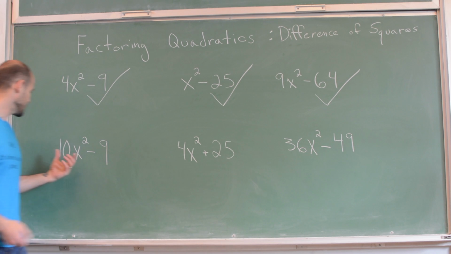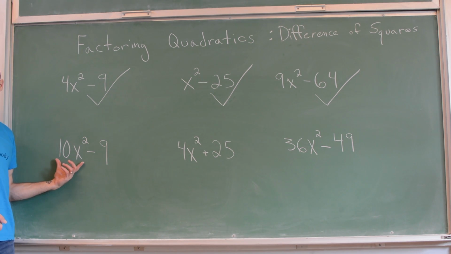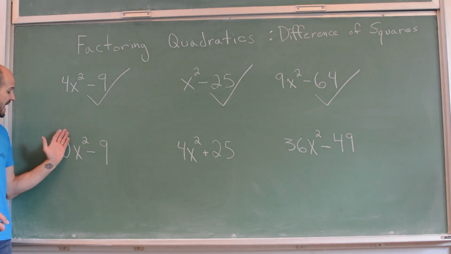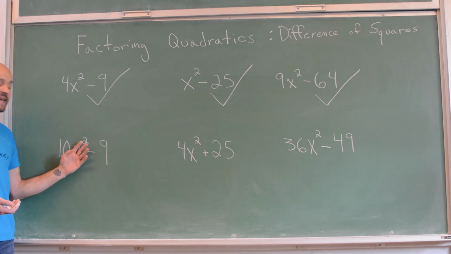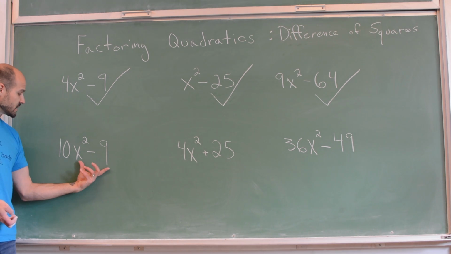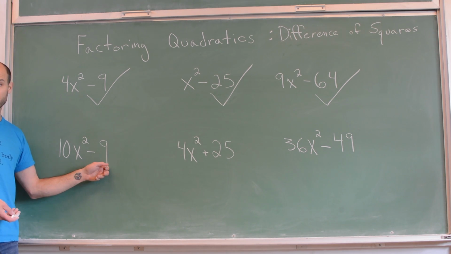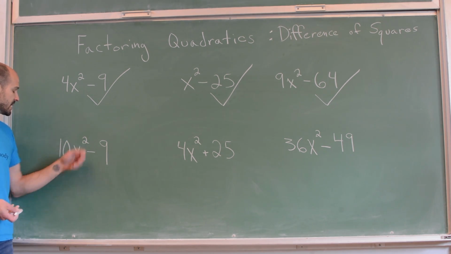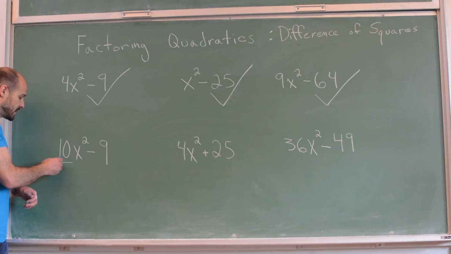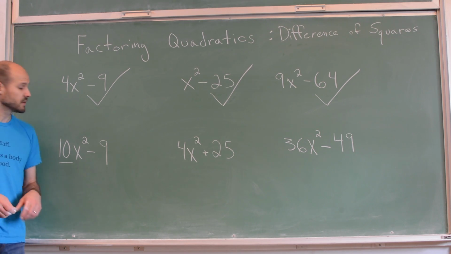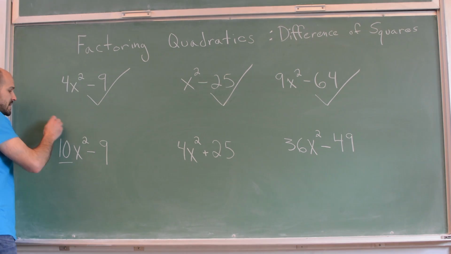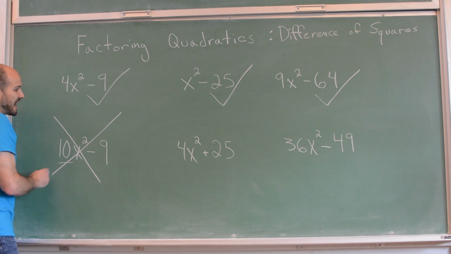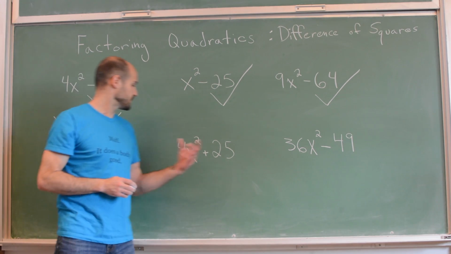Alright, let's look at this example. 10x squared, a perfect square? It's not. We have the x squared, which we like, but 10 is not a perfect square. So even though most of this looks right, we've got a perfect square here, 3 times 3, we've got subtraction, and we have this x squared, this part tells us it's not a perfect square. So this does not fit the criteria, and therefore it is not a difference of squares.